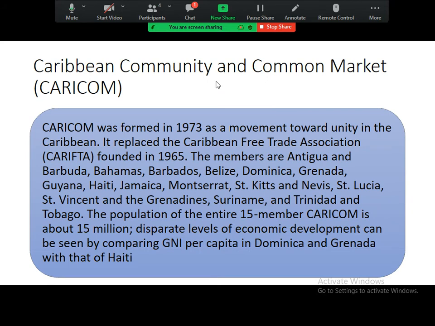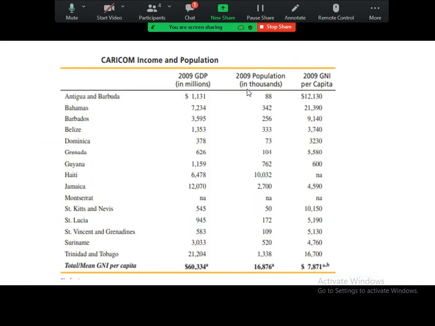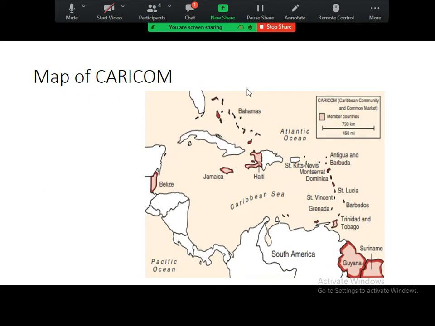So, what is CARICOM? CARICOM is the Caribbean Community and Common Market. Now, we'll just see which are the countries here first. So, map of this CARICOM. In between North America and South America, there are a number of islands. These are part of CARICOM.